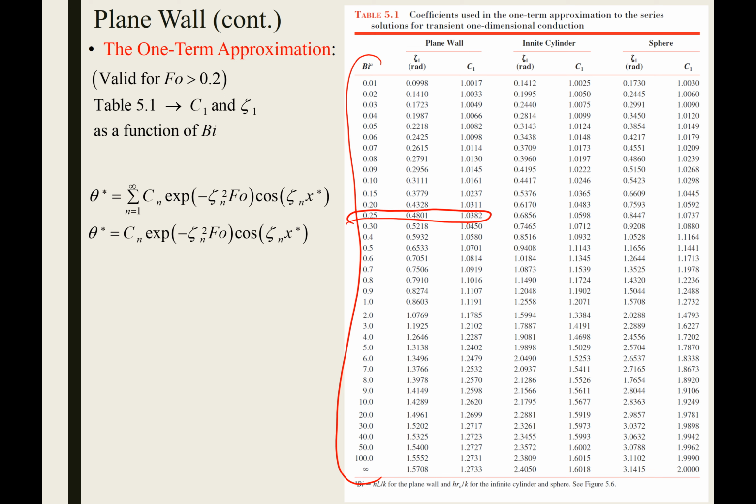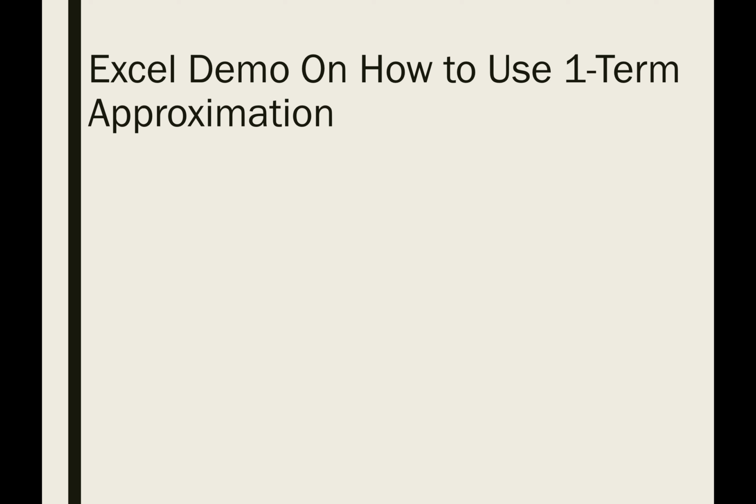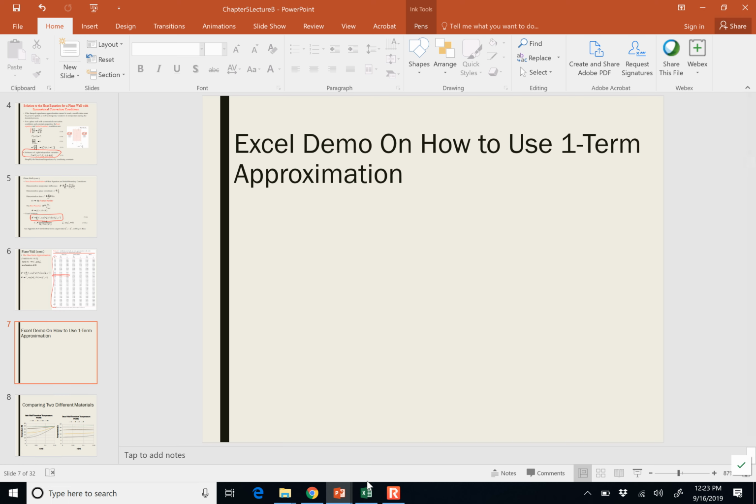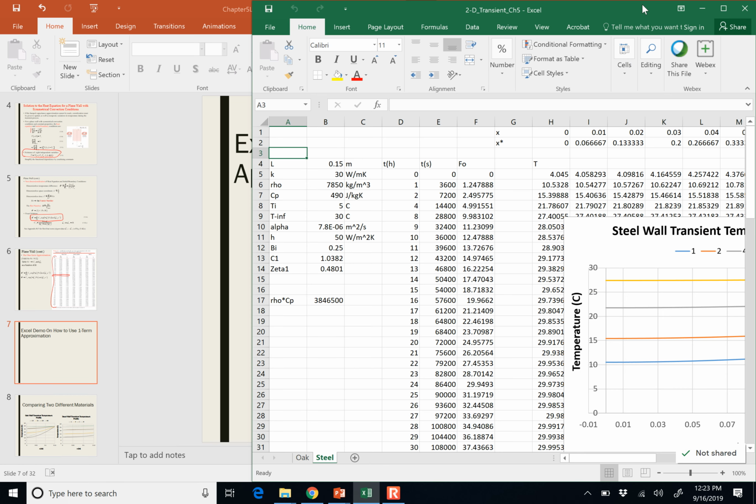We can look up what zeta is and what C1 is. Then we can go plug these into our equation and solve for our temperature profile. So just to give you a visual on how to do this, this would be a nice thing to do in a spreadsheet.